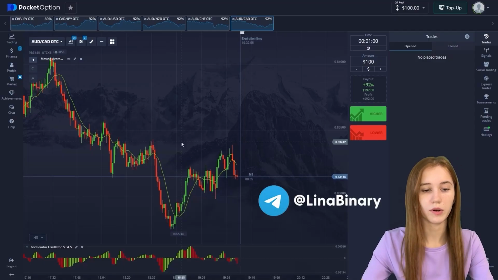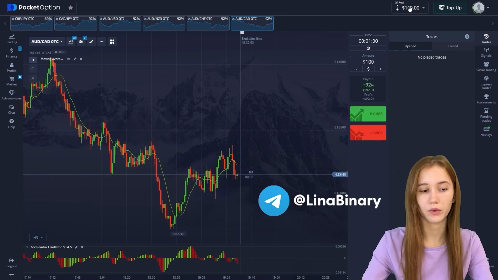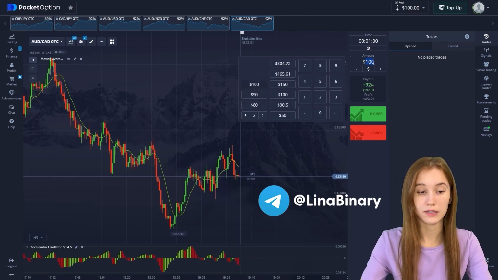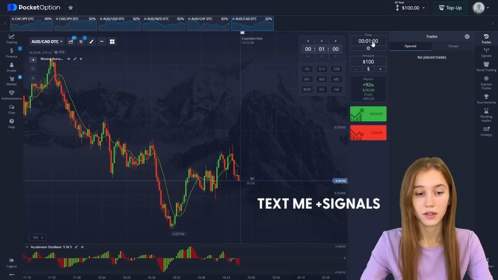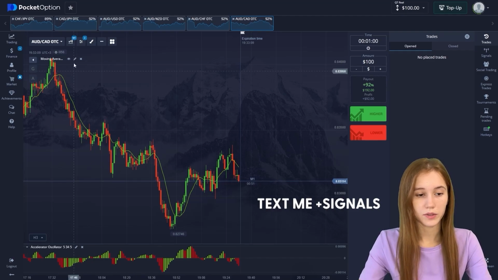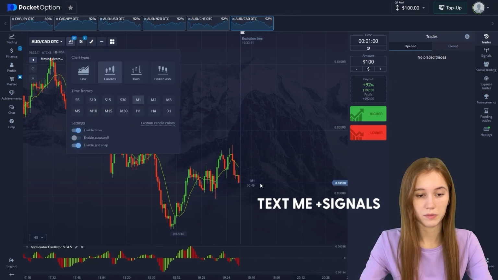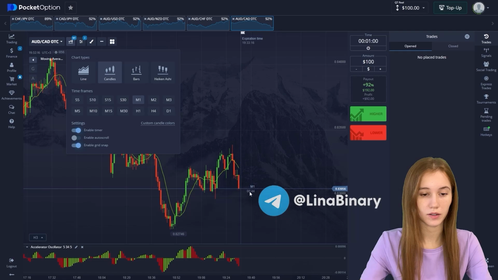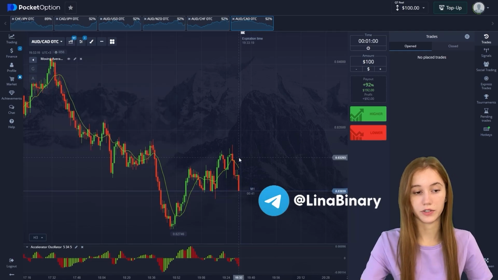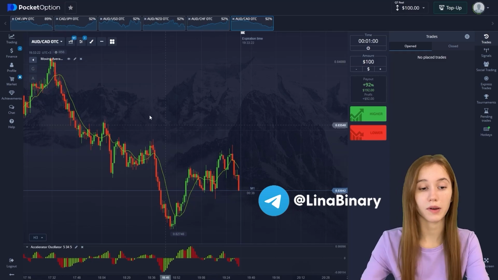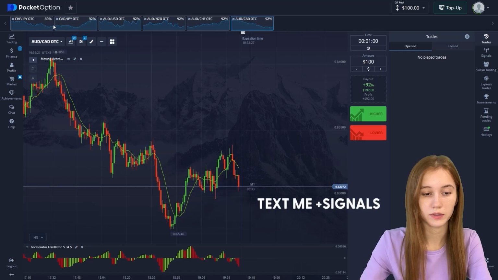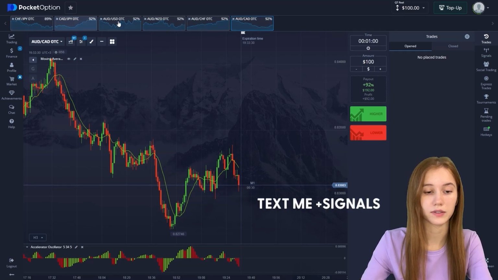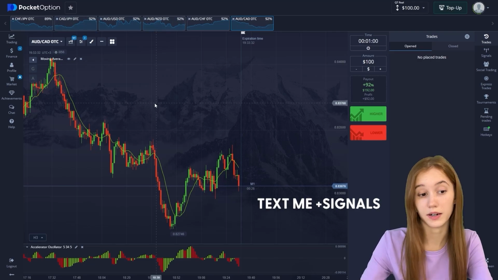Today we will trade on Pocket Option with the amount of $100. Exactly $100. We will have a deal time of 1 minute, so it's equal to 1 minute. The time frame on our chart is also 1 minute. All the candles are exactly 1 minute.